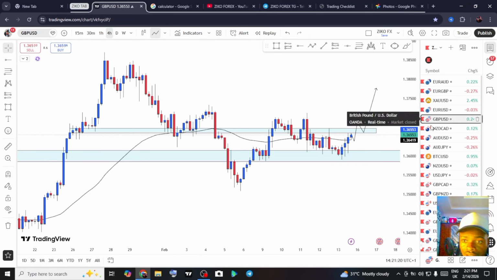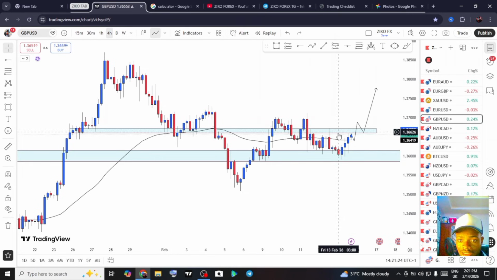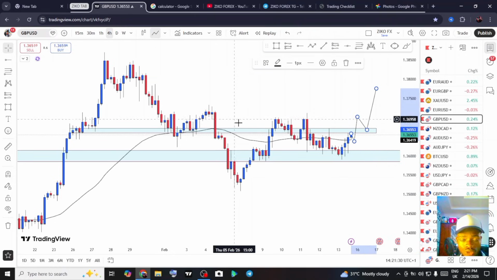Now GBP USD is another pair, so it's very similar to Euro USD. I am still going to be waiting for a break and retest above here to buy. Okay, so I'm not really mad about these pairs. It seems like it's going to make very good decisions this week, right?